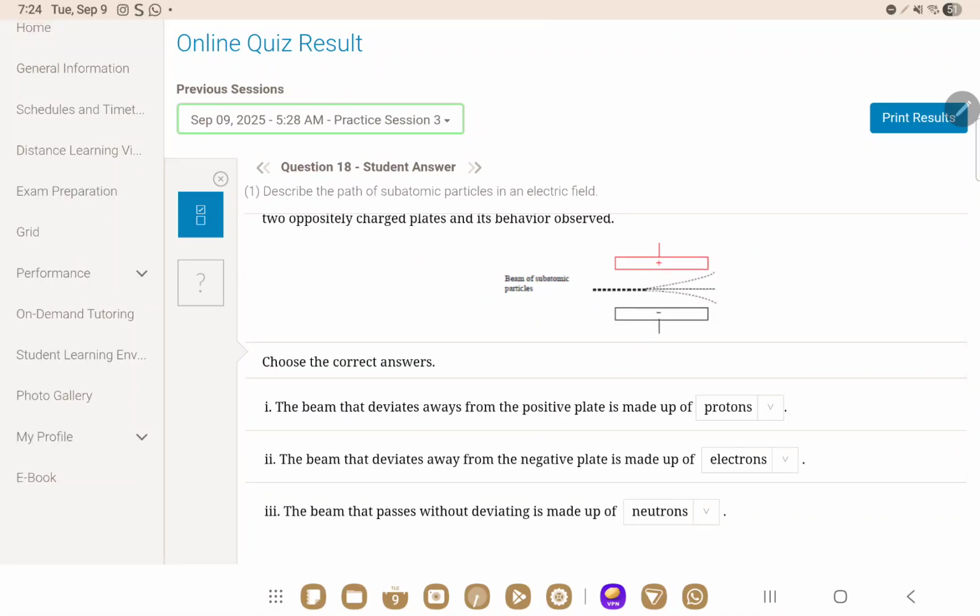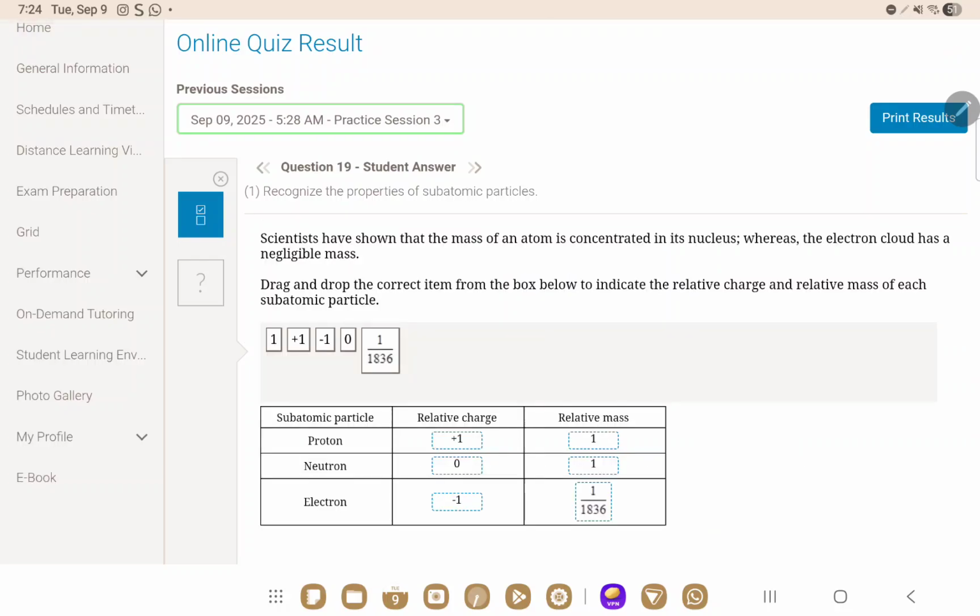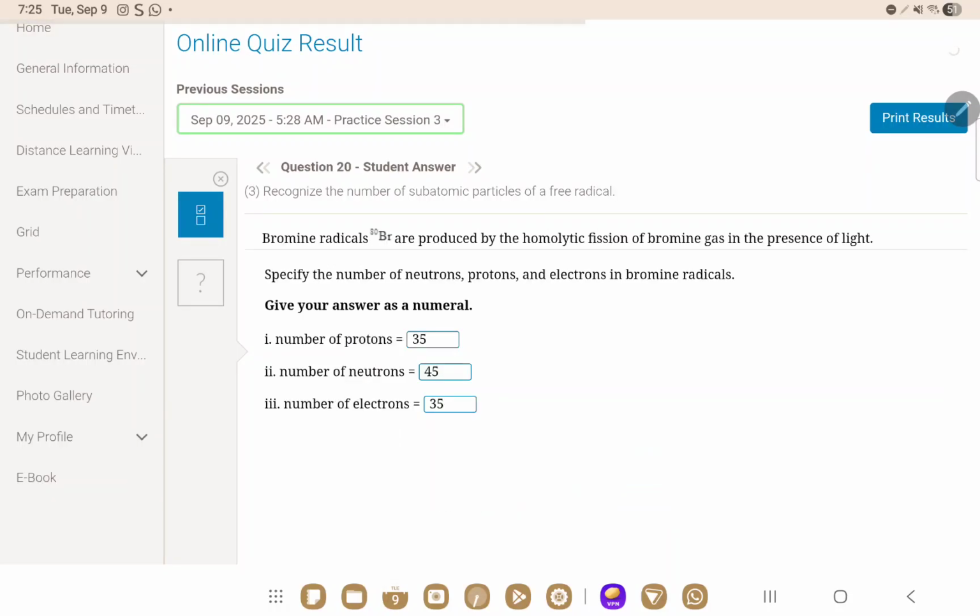Here we did a question that's the same. Away from the positive plate is electrons, away from the negative plate is protons, and does not deviate is neutrons. Because we took it in physics before, we don't need to explain. Now the proton, we did the exact same question, so I'm going to skim through. Proton plus 1, neutron 0, electron minus 1. Mass of proton and neutron is 1. Electron is 1 over 1836. Memorize. These aren't like anything you can understand.